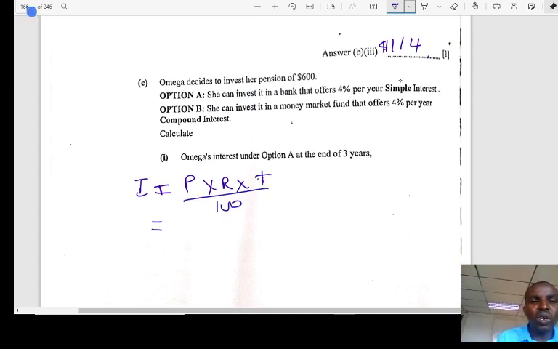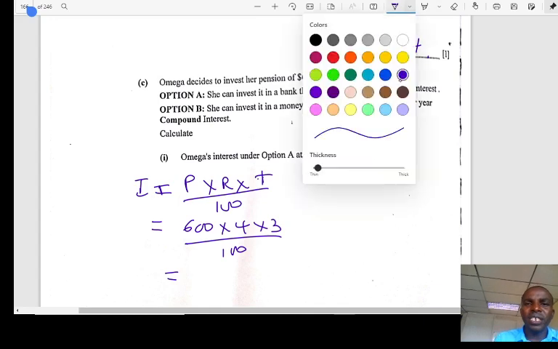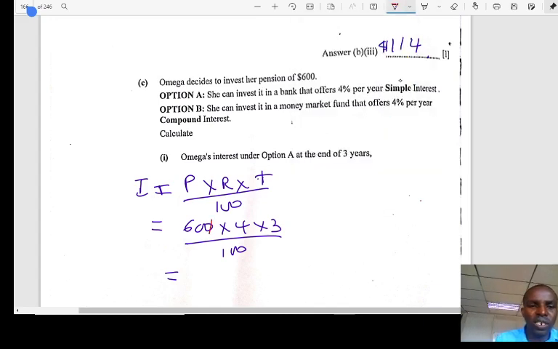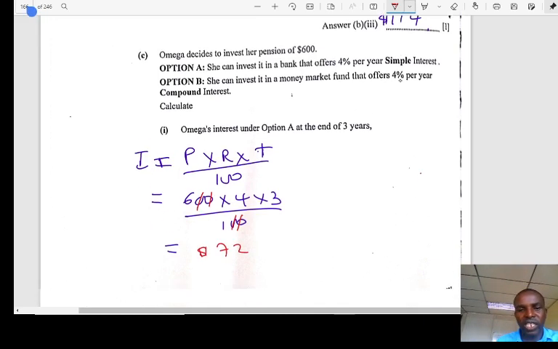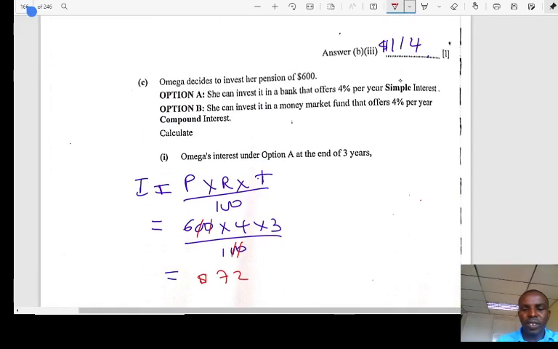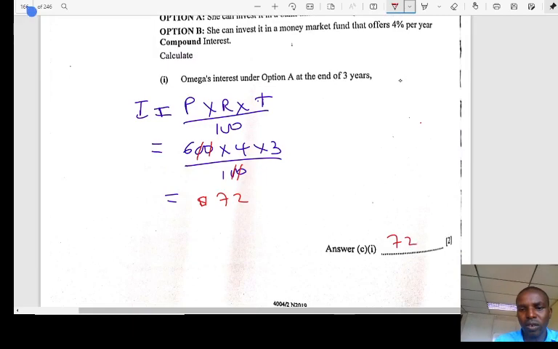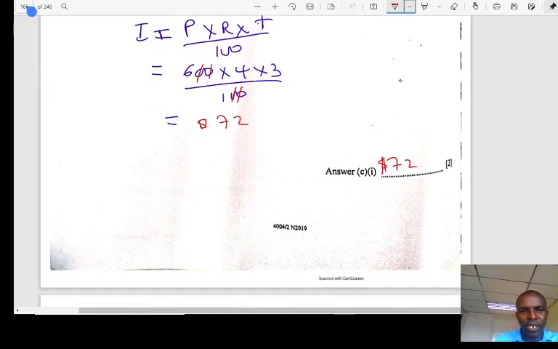So what is our principal? It is the amount invested, or amount borrowed. In this case, it's 600 times the interest rate, 4%, times time, 3 years, over 100. Then the zeros will cancel out, and you'll be left with 6 times 4 times 3, which gives 72. So 72, that's Omega's interest. Done. Next question.